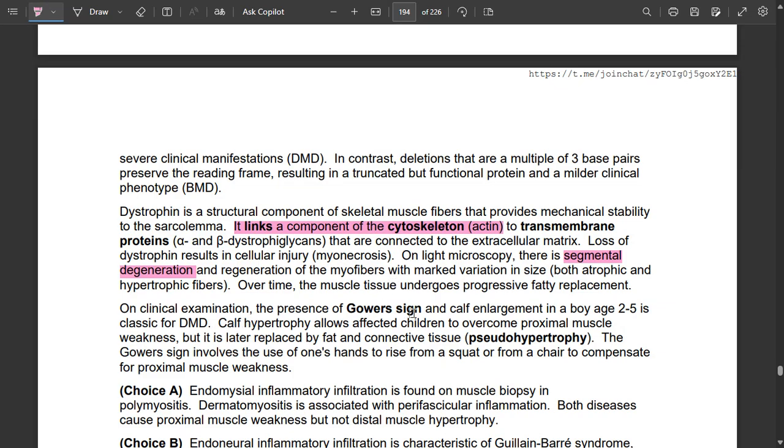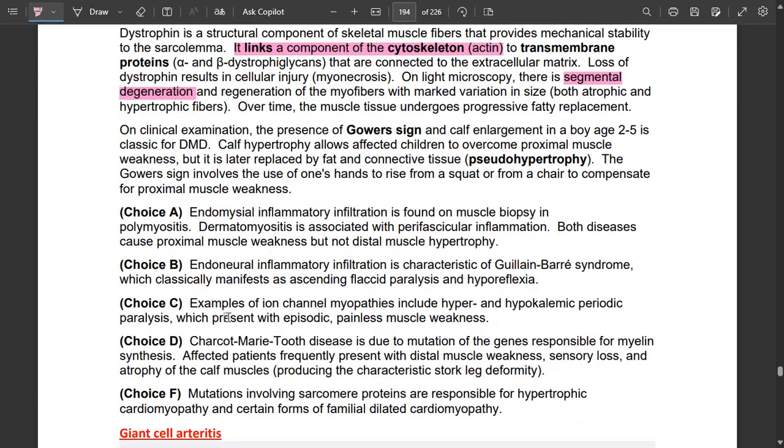On clinical examination, Gowers sign and calf enlargement in a boy aged 2 to 5 is classic for DMD. Calf hypertrophy allows affected children to overcome proximal muscle weakness, but it is later replaced by fat and connective tissue, causing pseudohypertrophy. The Gowers sign involves the use of one's hands to rise from a squat or from a chair to compensate for proximal muscle weakness.